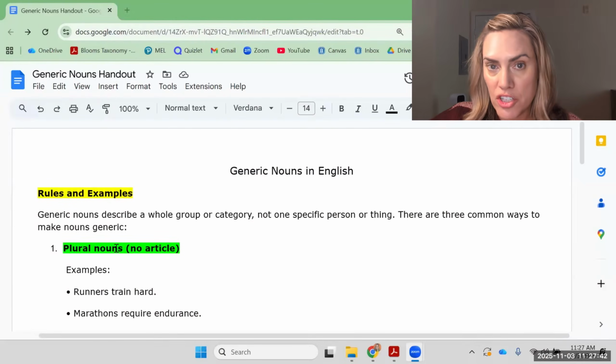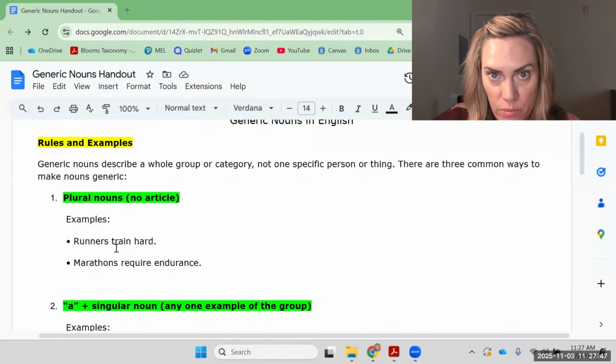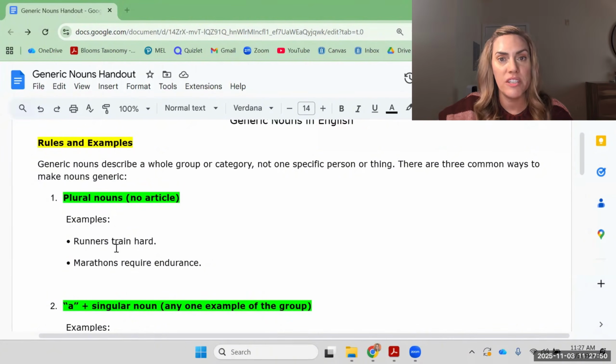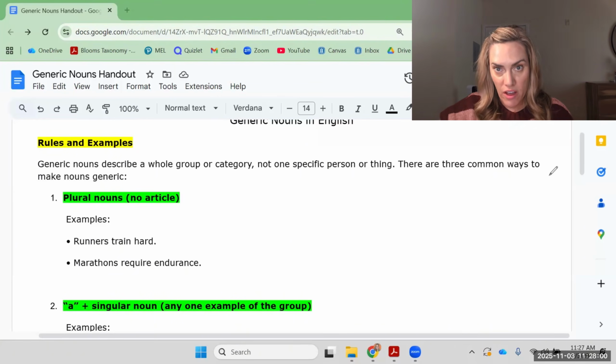In this video, the cool thing is you can turn all of these into something very generic. Okay, so when I mean generic, I mean we're generalizing, we're speaking in general about this type of noun. Okay, so I'm going to share my screen here. I'll just say the rule. The rule is that generic nouns describe a whole group or a category, not just one person or thing. It's never anything in particular. It's not specific. Generic nouns are to describe categories or groups of the noun, okay?